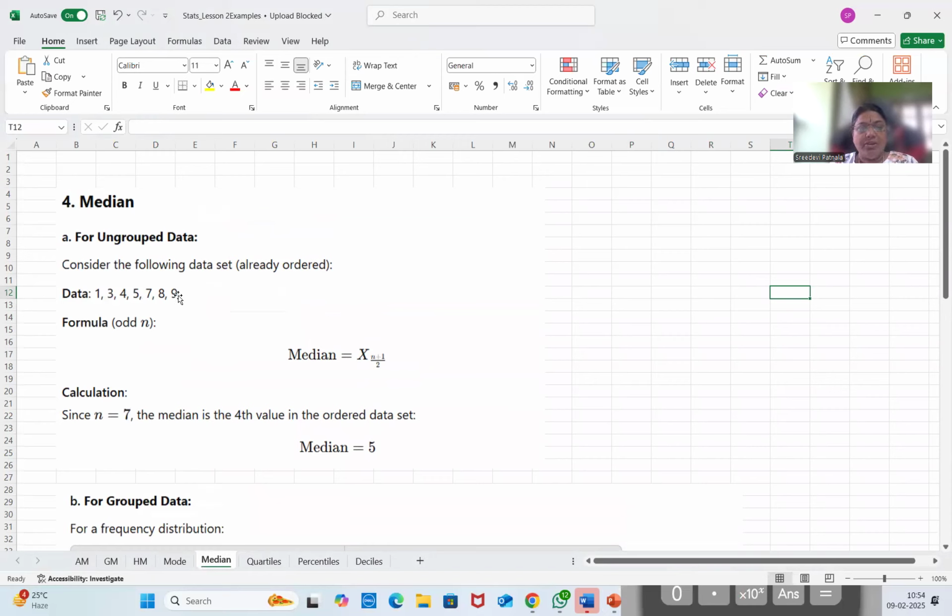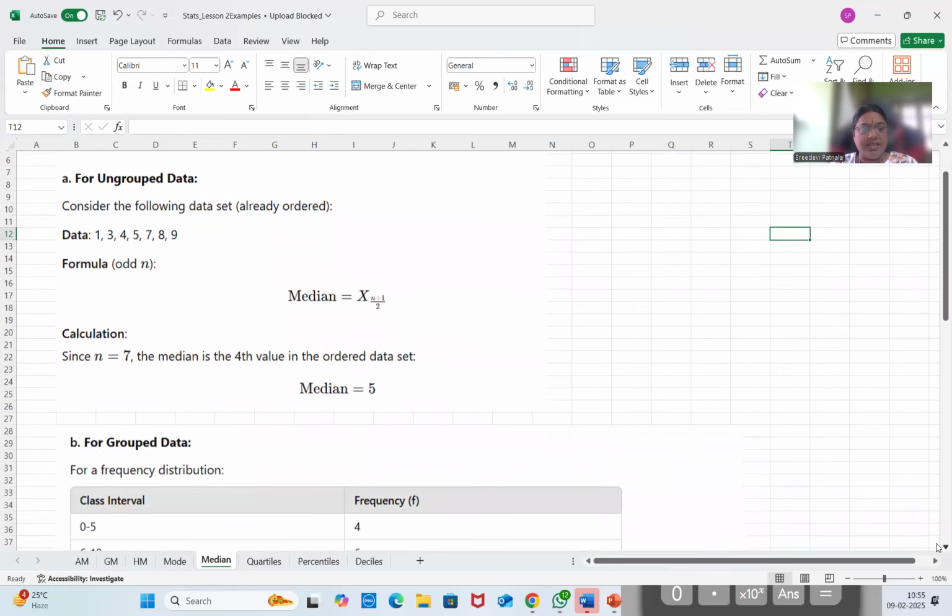7 is an odd number. So automatically your median value is just 5. This is a simple example. Since n is equal to 7, the median is the fourth value in order of the data set. So the middle value is 5. Whenever the number of values in the data set is odd, the middle value will become your median, provided you put it in sorting order. So the first one is easy.